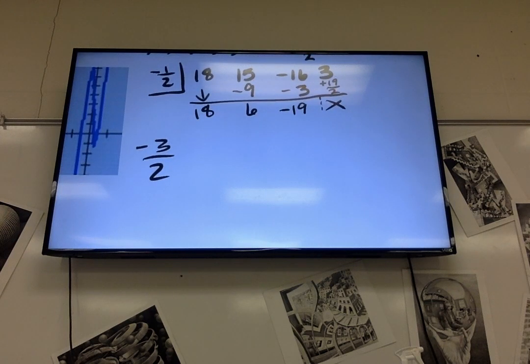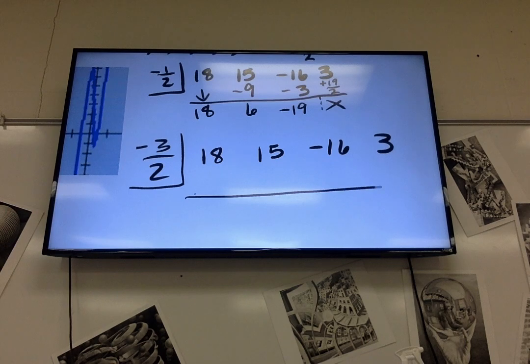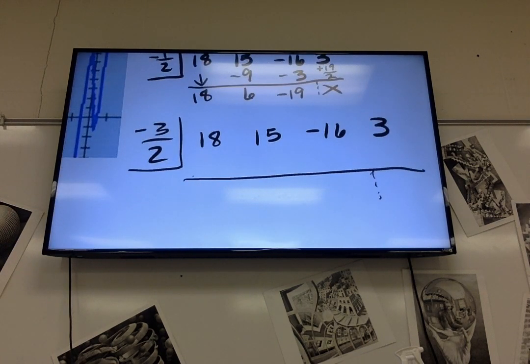We try another one. So negative 3 over 2, we have 18, 15, negative 16 and 3. Bring the 18 straight down. Now the way I would do this, of course you have a calculator, but I would say 2 goes into 18 9 times. 9 times negative 3 is negative 27. So when I add those, I get negative 12. You say 2 goes into negative 12, negative 6 times. Negative 6 times negative 3 is positive 18. So when I add those, I get 2. And 2 goes into 2 one time. 1 times negative 3 is negative 3, and yay! It works.